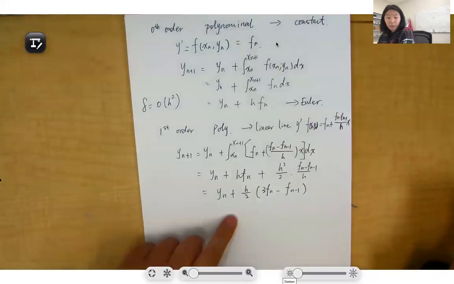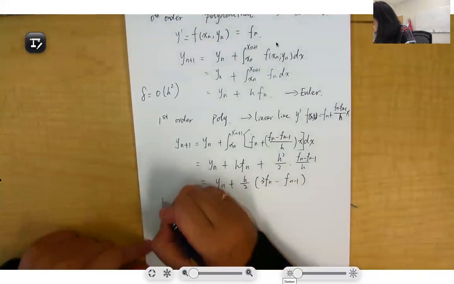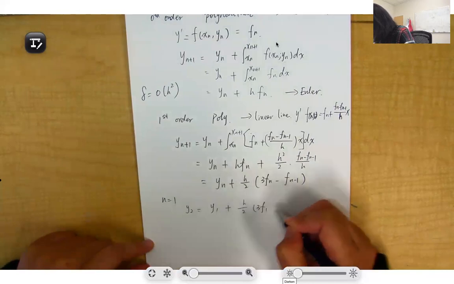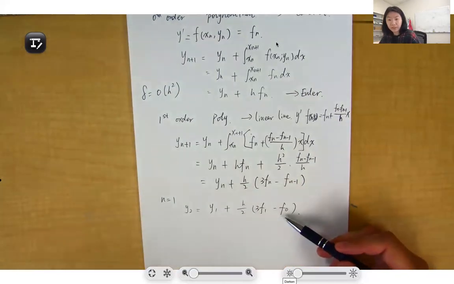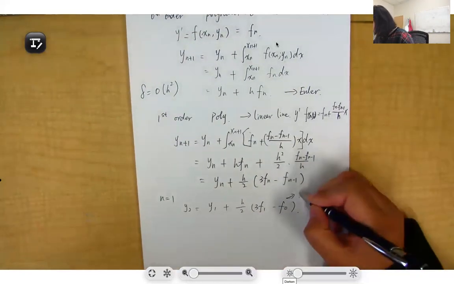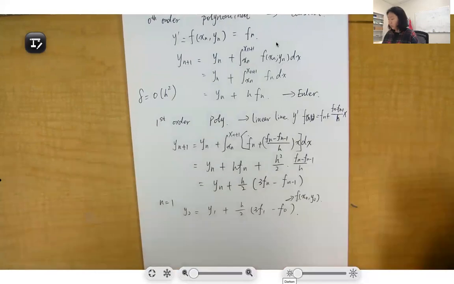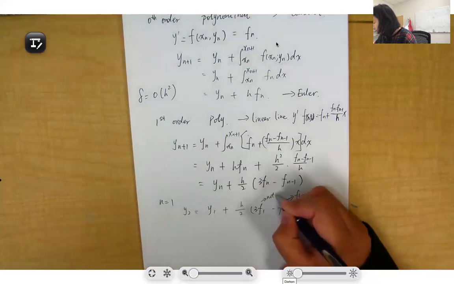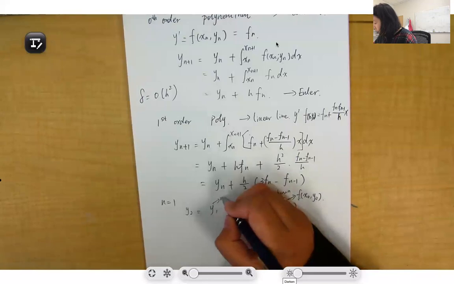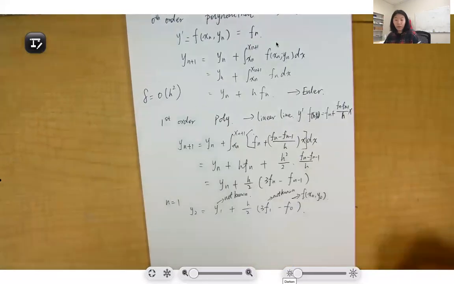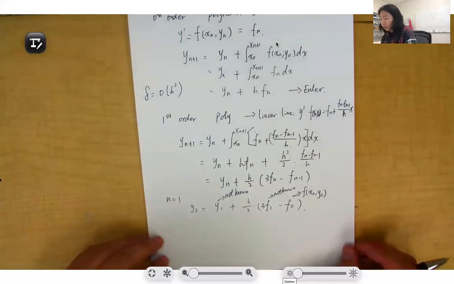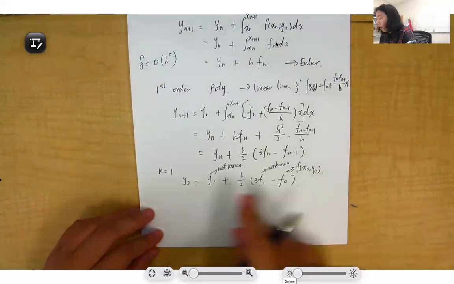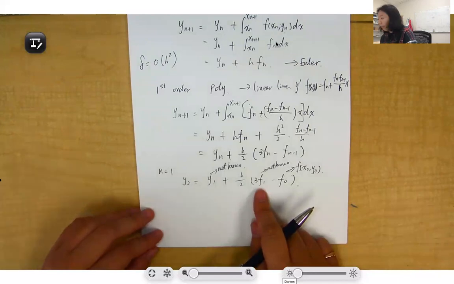And the minimum n will be 1. So y2 equals y1 plus h over 2 times (3f1 minus f0). And you know f0, that is basically from the initial value, f(x0,y0). But what you don't know is y1 and f1. So what you can do is very simple: use any method to estimate y1. So you know y1, then you will know f1, which is f(x1,y1), right?